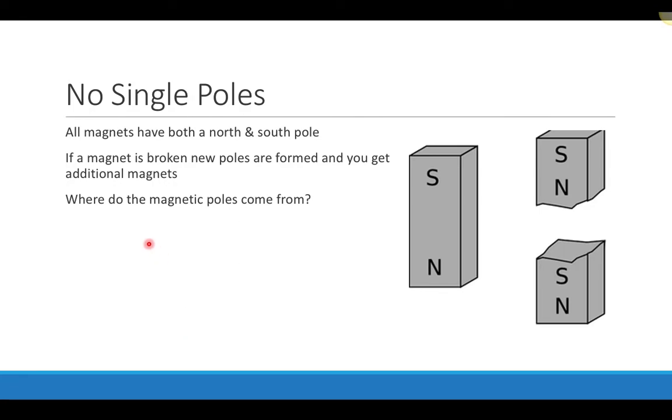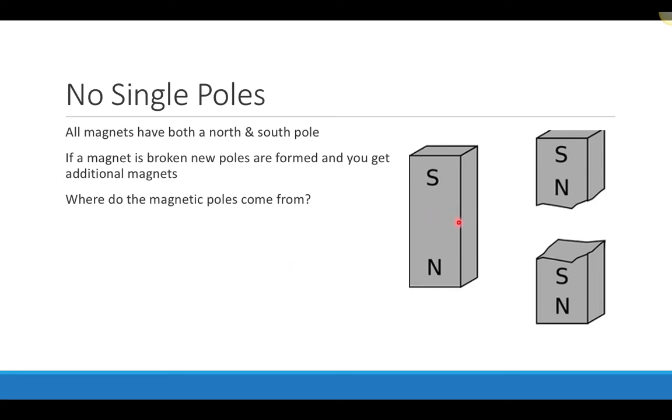So it turns out that all magnets have a north and a south pole. And if you break a magnet in half, you can't separate out the north pole and the south pole. With electricity, you can have a positive charge and you can have a negative charge, and they can be separated from one another. You can have a positive charge all by itself. You can have a negative charge all by itself. But when it comes to magnets, you can't have just a south pole all by itself or just a north pole all by itself. So there's no single poles.